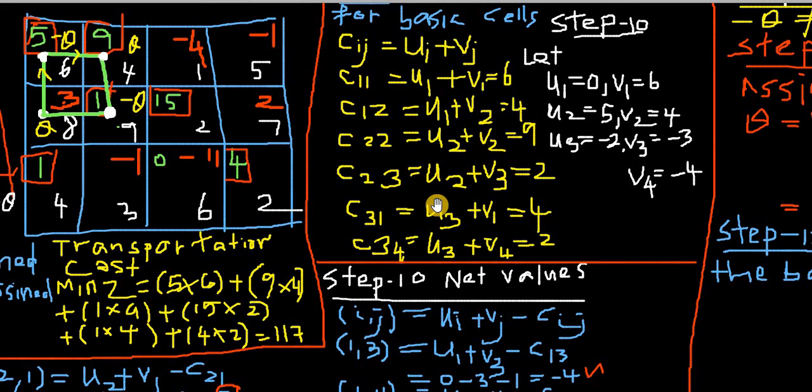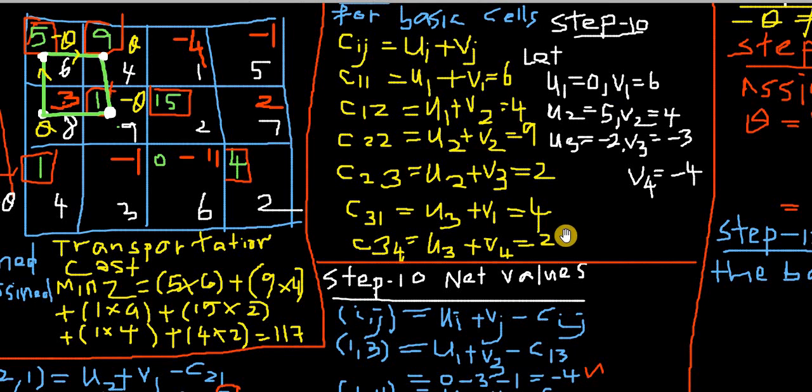So as we did before, give U1 equal to 0. If U1 is equal to 0, V1 is equal to 6. If U1 is equal to 0, V2 is equal to 4. If V2 is equal to 4, U2 is equal to 5, because we are bringing that 4 to that side. So U2 is equal to 5. Like that, U3 is equal to minus 2, V2 is equal to 4, V3 is equal to minus 3, V4 equals minus 4. So we have found the values of Ui's and Vj's.